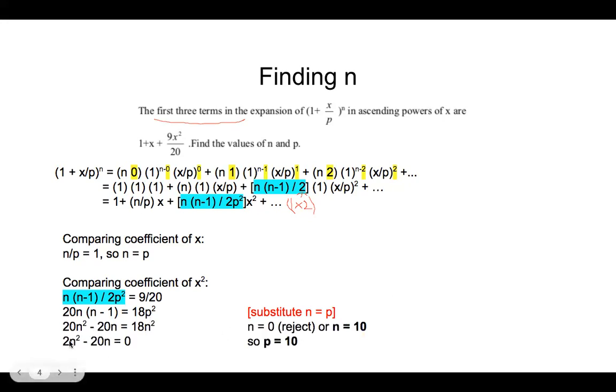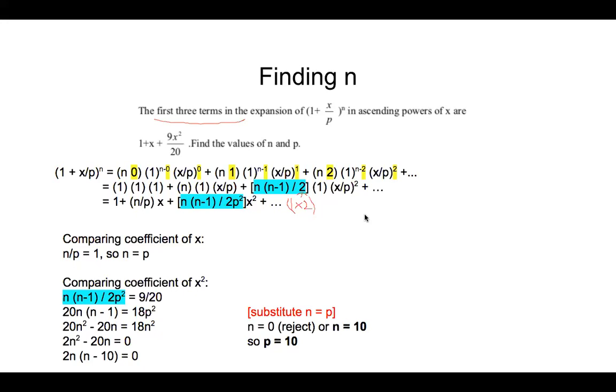Then we simplify this carefully as well, so we end up with 2n squared minus 20n equals 0. Factorize that very carefully. That should give me 2n equals 0, which is n equals 0, and then n equals 10. Because we're dealing with binomial, n definitely cannot be 0 for this to make sense, because anything to the power 0 goes back to 1. So that's why we reject n equals 0. Based on this, we found that p equals 10.